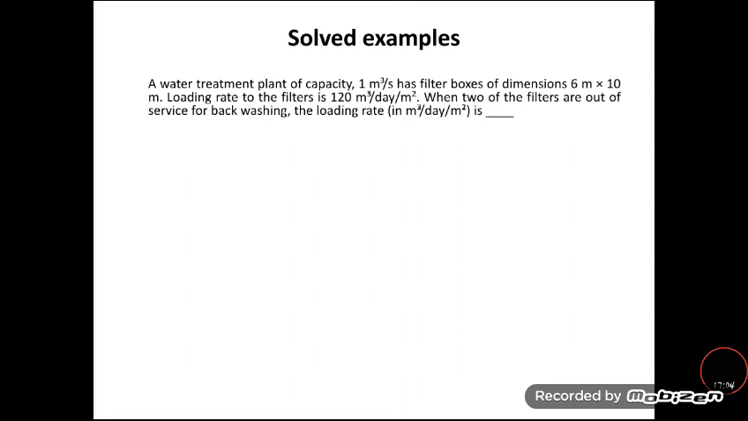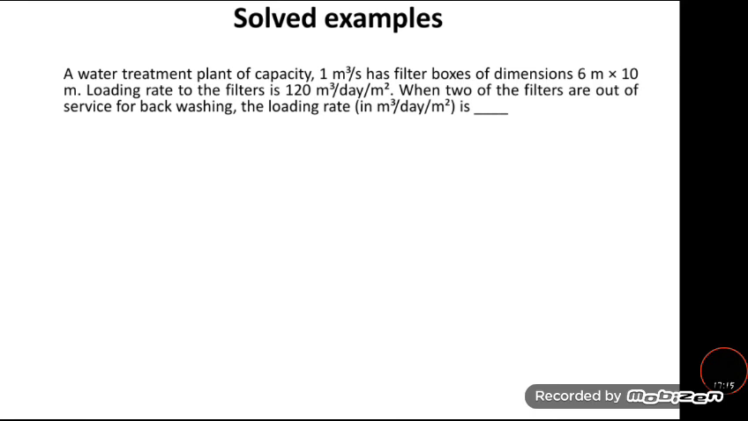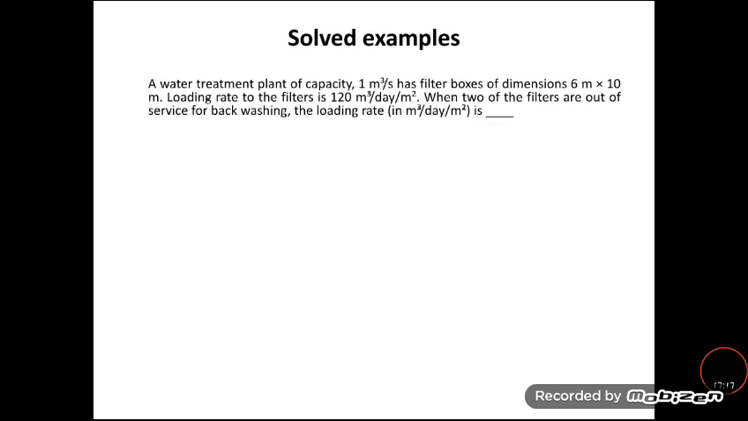The next problem: a water treatment plant of capacity 1 meter cube per second has filter boxes of dimension 6 meter by 10 meter. Here the loading rate of the filter is given as 120 meter cube per day per square meter, and when two of the filters are out of service for backwashing, what will be the loading rate? The answer should be in terms of meter cube per day per square meter.